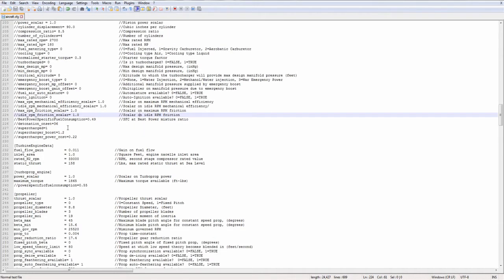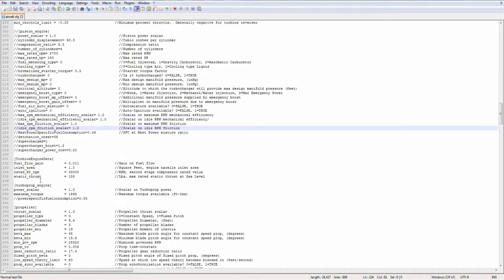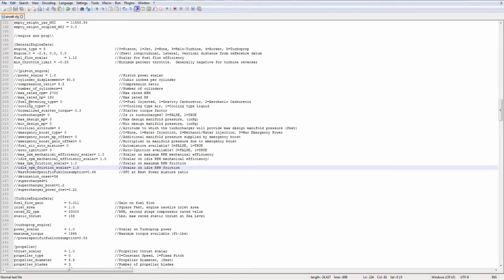I have put the engine types you don't need for this particular aircraft in here, so we can go over some of it. First one is piston engine. Now, this aircraft doesn't have a piston engine, so I'm not going to explain everything. I'm just going to sort of touch on it. So, power scalar, this is a scalar of engine output power. 1.0 is normal, as we talked about before. Cylinder displacement in cubic inches per cylinder.